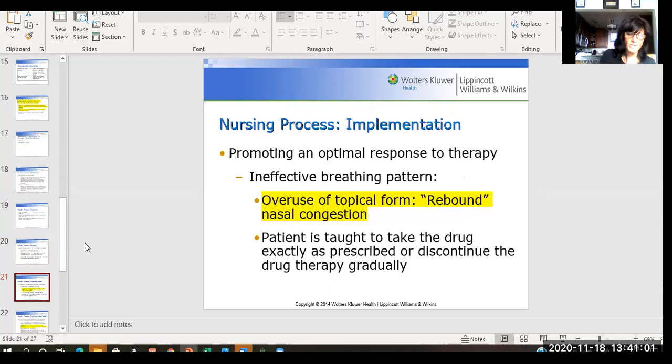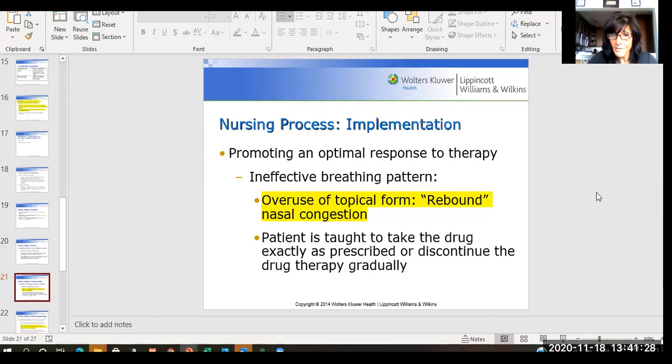If a patient is using a nasal spray decongestant on the regular for a lengthy period of time and they just stop, what will happen is they will not be able to breathe through their nose at all. It's called rebound nasal congestion. From using the drug for so long and then stopping cold turkey, they will get very congested. When that happens, it's very uncomfortable.